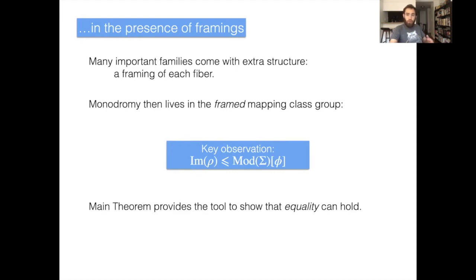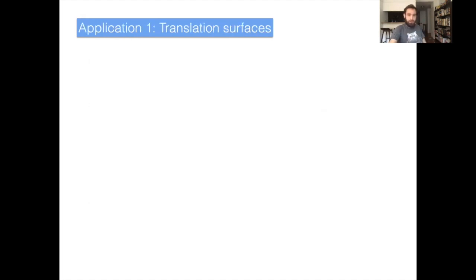Having proved our main theorem, namely giving a criterion for gain twists to generate the frame mapping class group, this is now the tool that we need to show when equality can hold. For the remainder of this talk, I'm going to describe the two applications that we've used this for so far. The first one is translation surfaces.